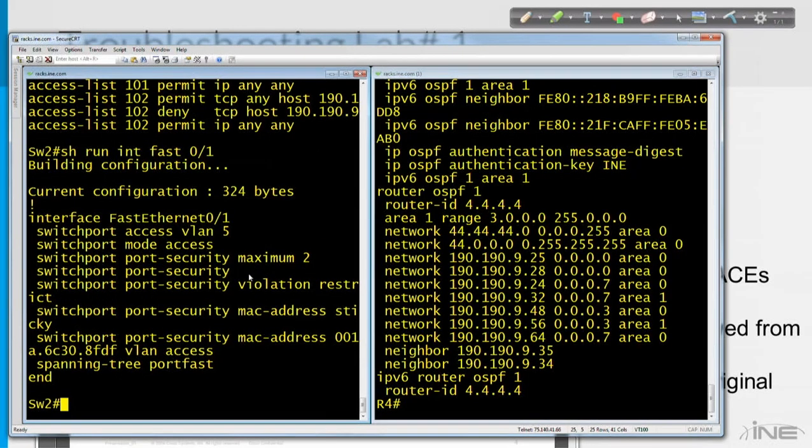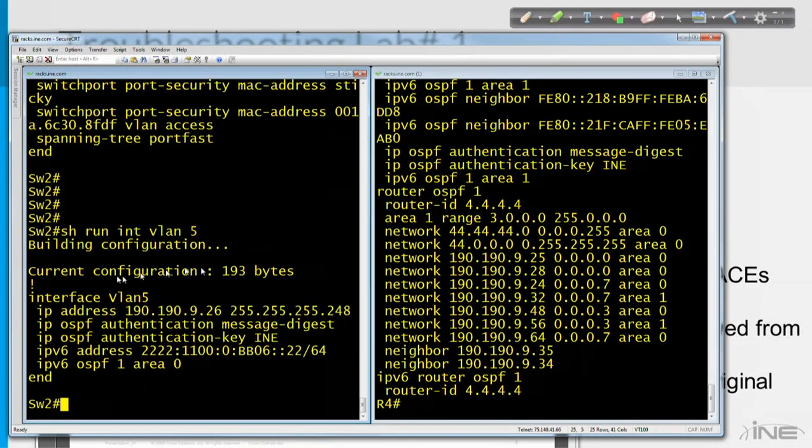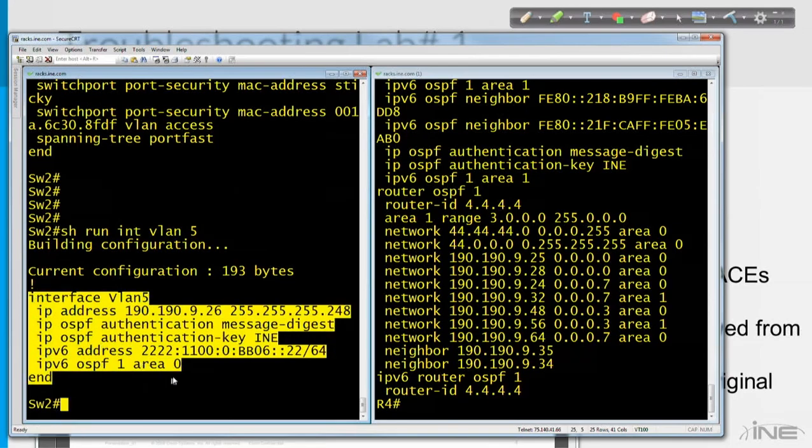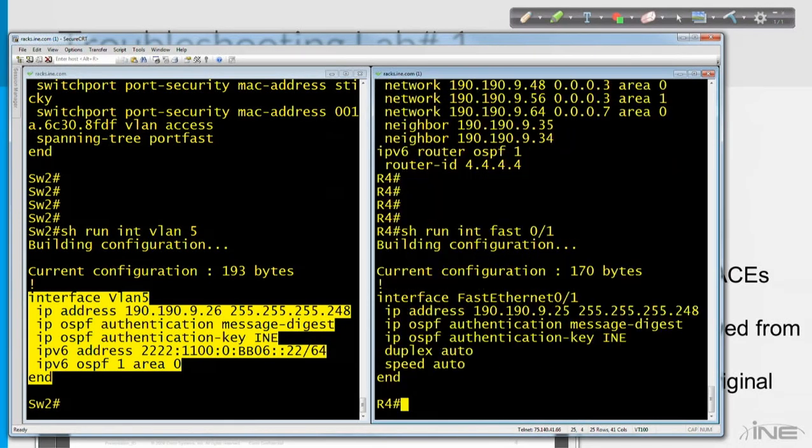Similarly, if I go back to my interface, show run interface FastEthernet 0/1. Oh, wrong guy. Show run interface VLAN 5. I don't see any access lists or anything here preventing them talking. On router 4's side, show run interface FastEthernet 0/1. Don't see any access lists here preventing them from talking. So from a layer 3 perspective, everything looks great. I don't see any problems with the OSPF configuration or with the IP configuration.